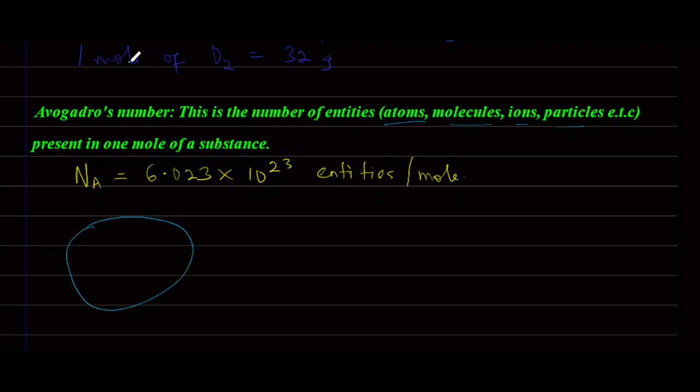Let's say we have hydrogen atom. In 1 mole of hydrogen atom, how many atoms of hydrogen can we get in 1 mole? That is 6.023 × 10^23 atoms of hydrogen can be found in 1 mole.